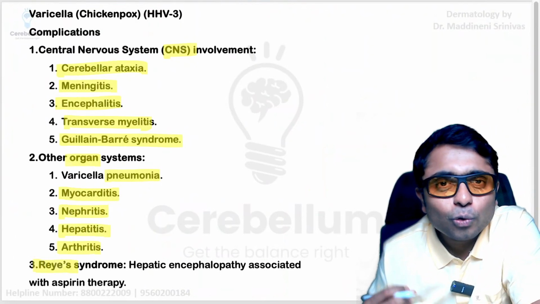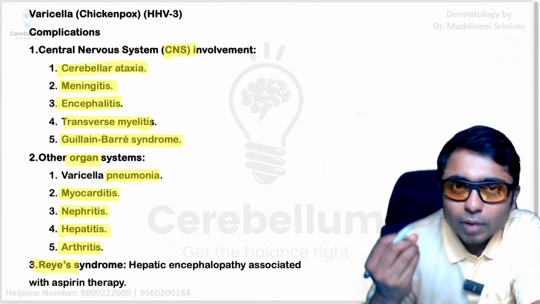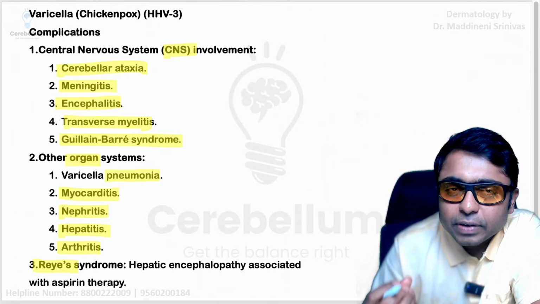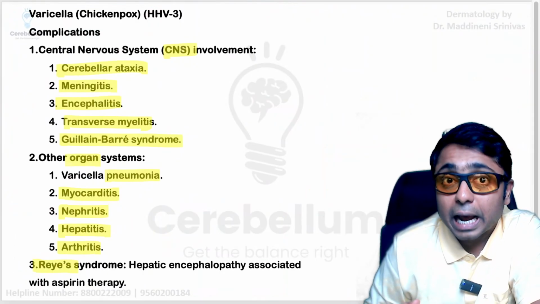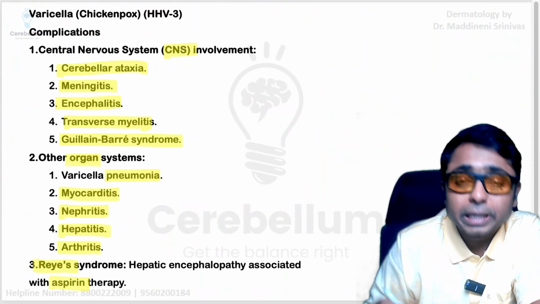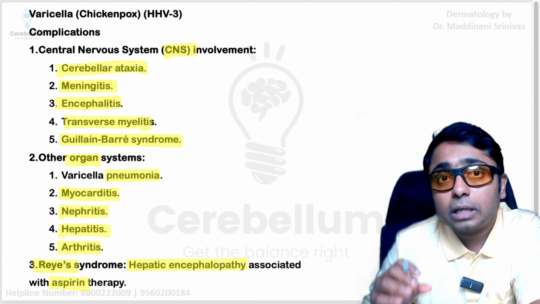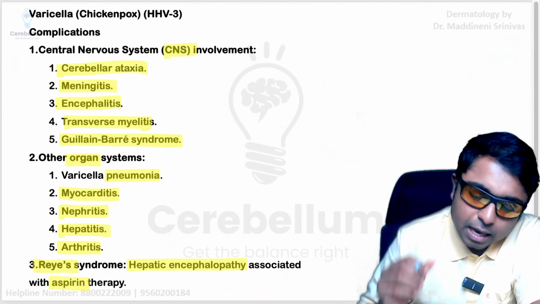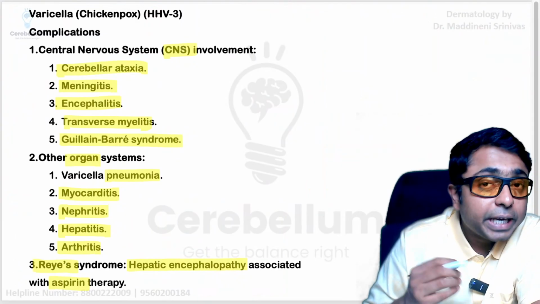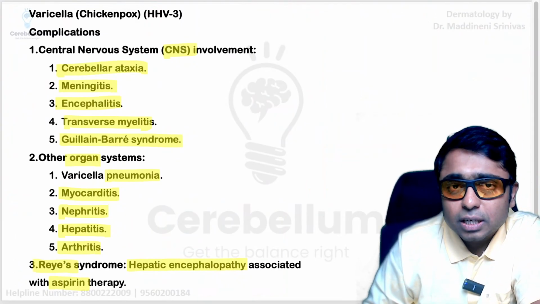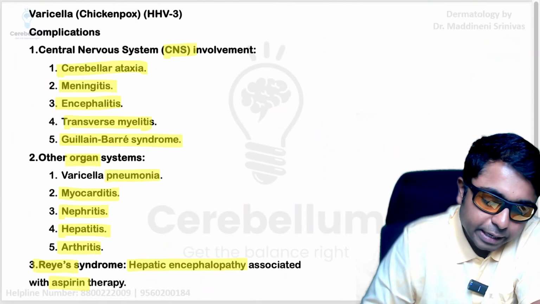And I hope all of you know Reye syndrome. If a child is having a viral infection and if we give aspirin, there can be hepatic encephalopathy which can develop. This is called Reye syndrome. It is a very serious complication which we need to be aware of. So in any children, do not give aspirin. Okay, it can lead to Reye syndrome.